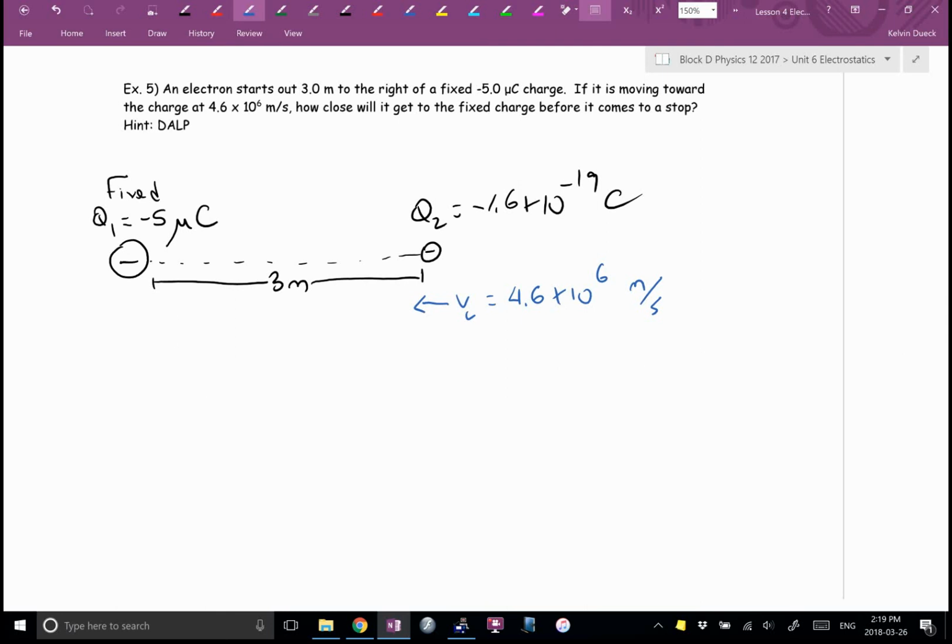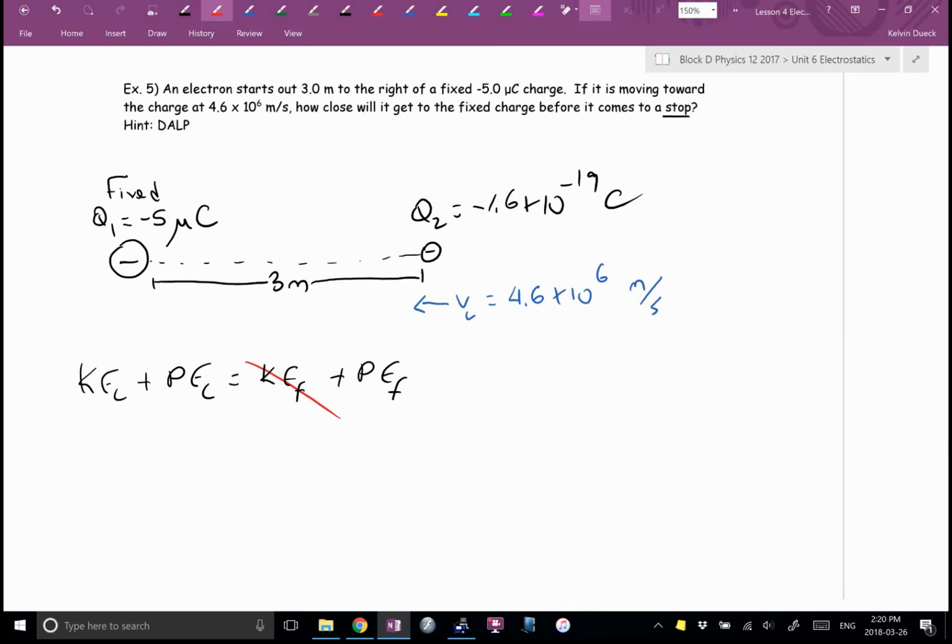Is this question asking me how much work? No. Then you know what this is a job for? Conservation of energy. Are any of these 0? Kevin? Comes to a stop. Okay. Are any of my potential energies 0? No, I'd have to start or end where? Infinity.